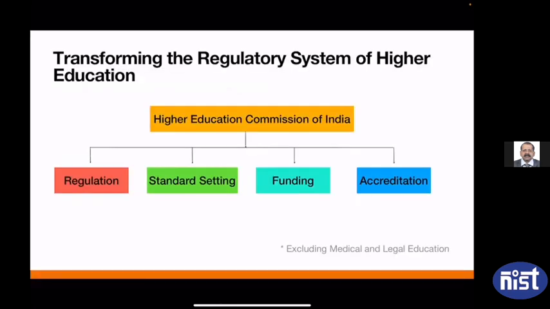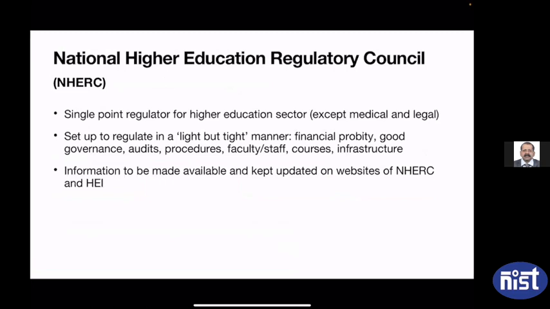And in this transformation, there will be a regulatory system called the Higher Education Commission of India, and it will have four particular verticals. There will be a NHERC, the National Higher Education Regulatory Council, which will be a single point regulator for higher education. But then these two things come except medical and legal. And I think this has come because these are not under the purview of MHRD.